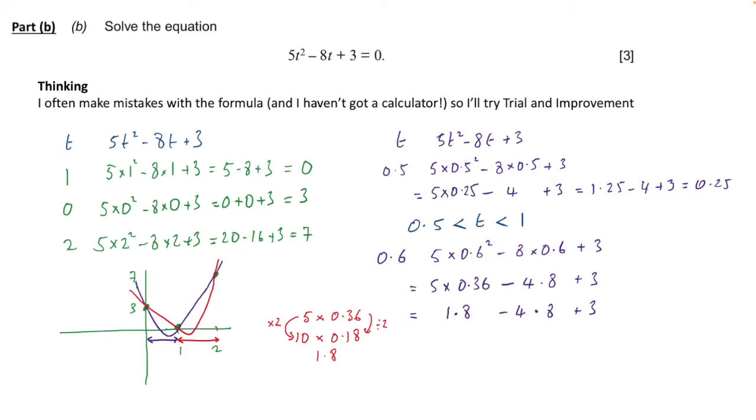So we now have this 0.6. When we put that into the formula, we get 1.8, take away 4.8 plus 3, and that is 0, because 3 plus 1.8 is 4.8. Take away the 4.8, we get our 0. So that means our answers are t is 0.6 or t is 1.